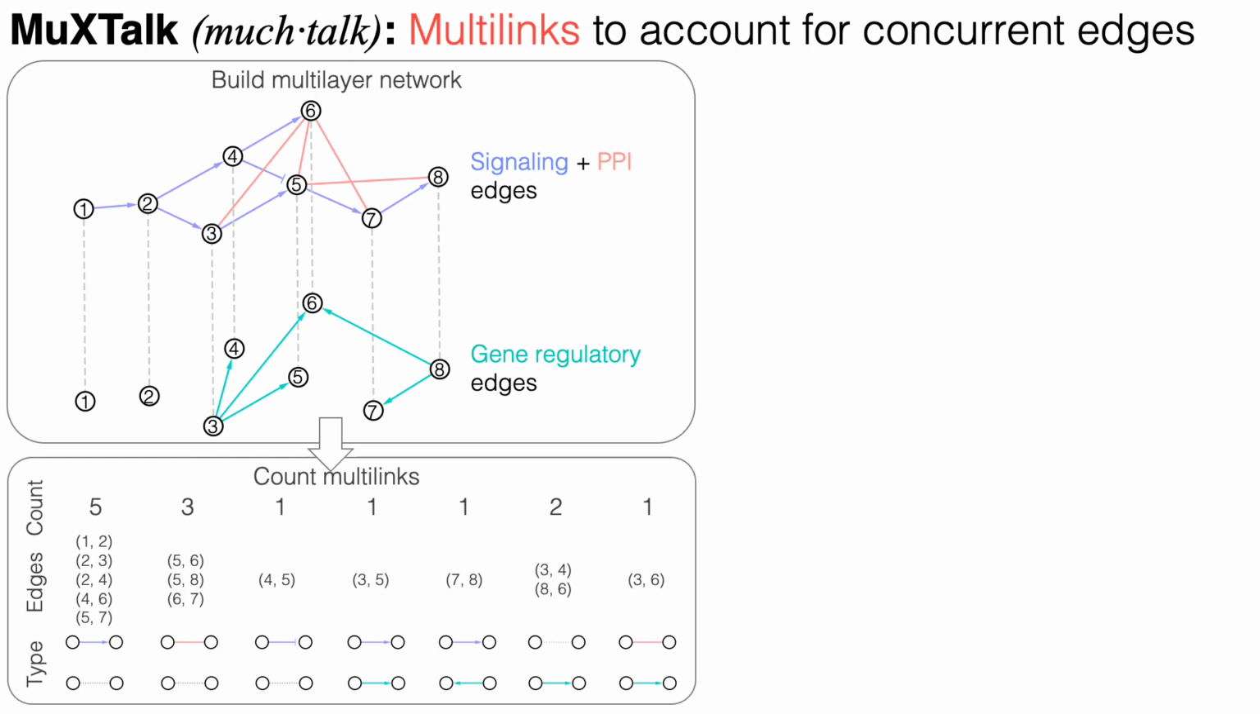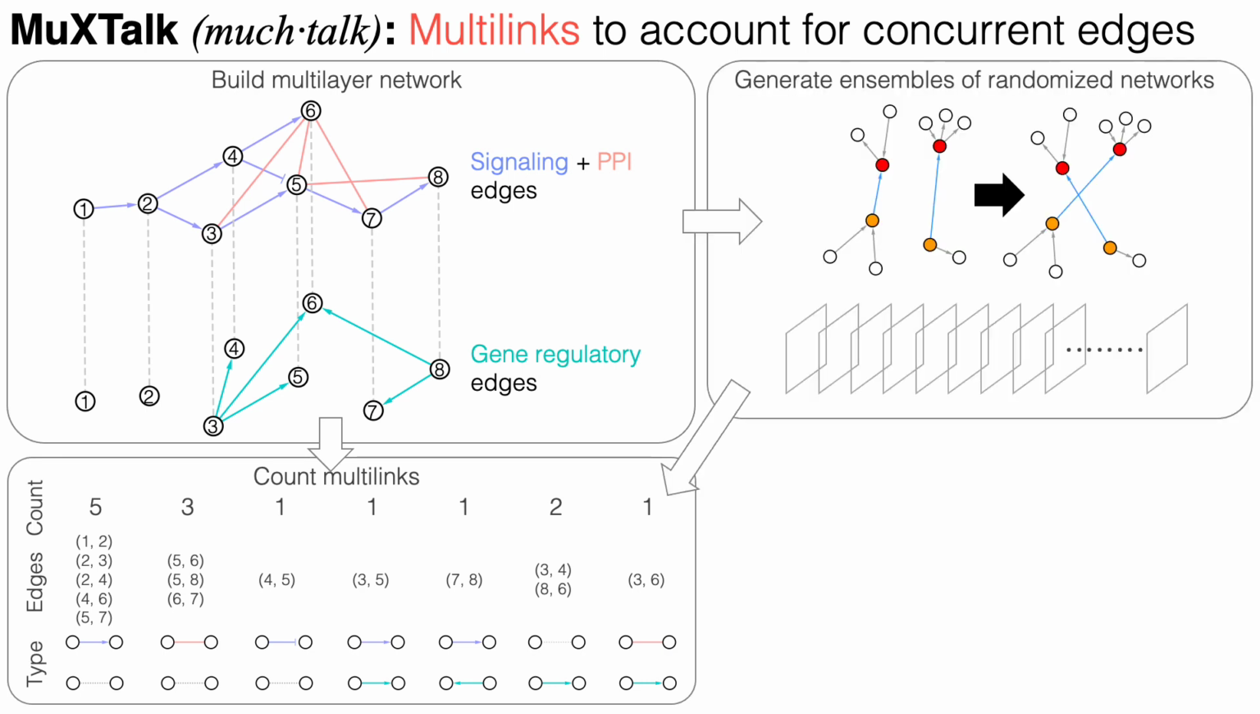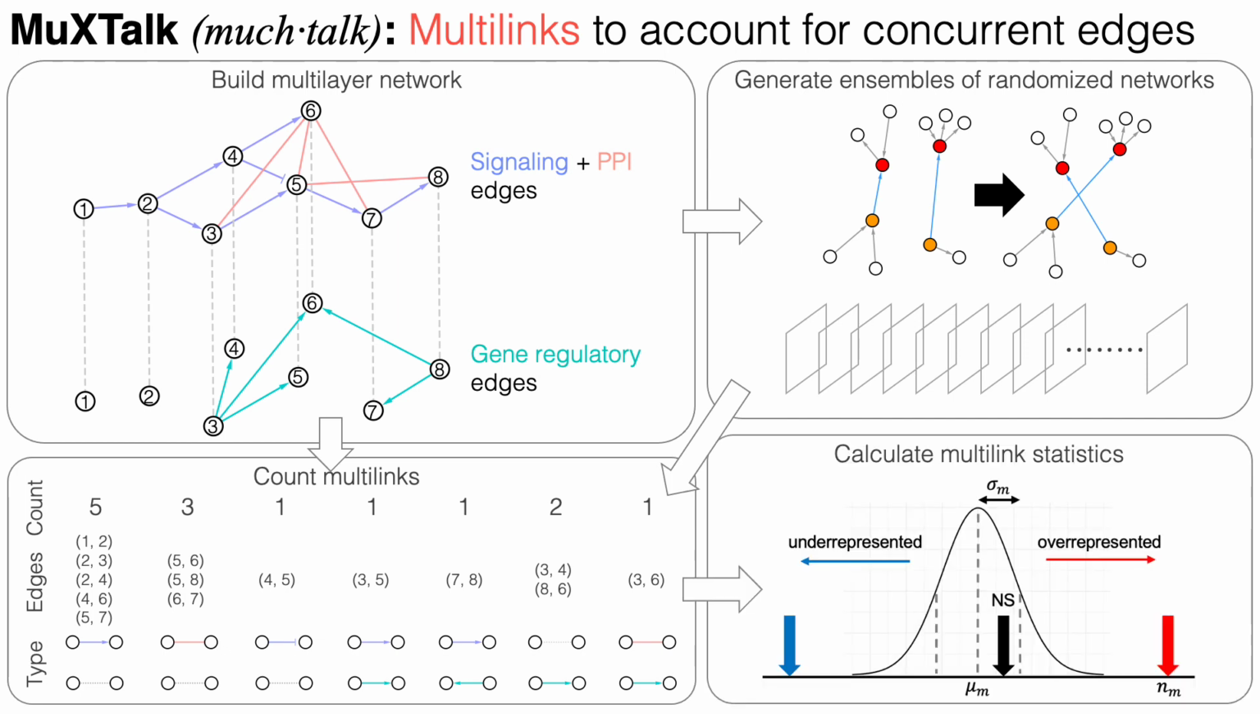Central to this multilayer framework is the concept of multilinks. Multilinks count as a unique type of edge every possible combination of interaction types across all layers. We're interested in the statistics of these multilink types. We want to see if they're statistically over or underrepresented in the network. For this purpose, we generate an ensemble of randomized networks and then compare the actual counts to the counts of the randomized instances to calculate the z-scores and empirical p-values for each multilink type.